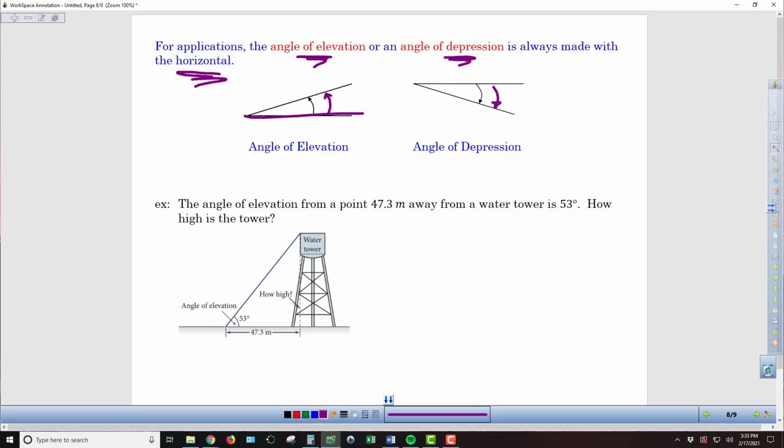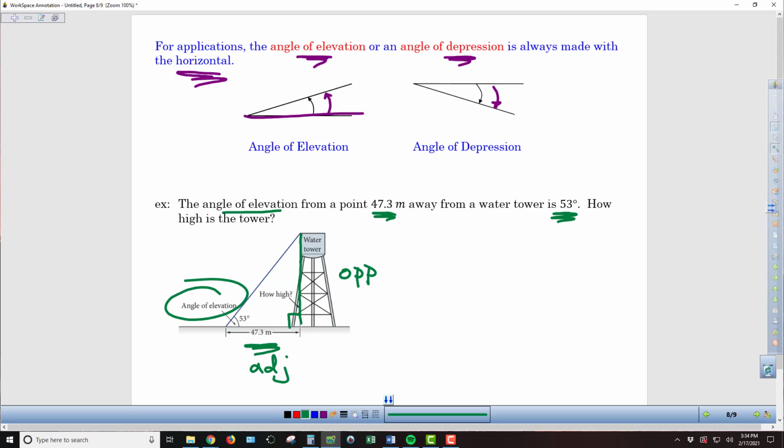So in the example that we see below, we have an angle of elevation of 53 degrees. So that's shown here in our diagram. And then that point is 47.3 meters away. So we can see that in the diagram. So the question is, how high is this water tower under these conditions? And so if we're going to use this 53-degree angle, the side over here that we're interested in, hopefully we recognize that as being the opposite to that 53-degree angle. And then the 47.3 is not the hypotenuse because it's not across from the 90-degree angle, so it's our adjacent.